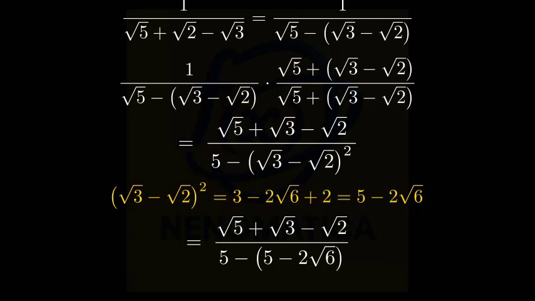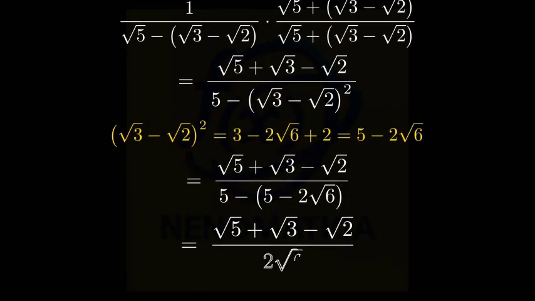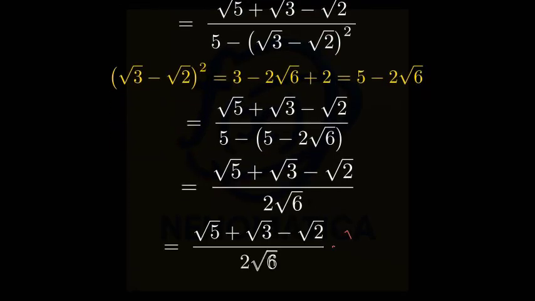5 minus the quantity 5 minus 2 square root of 6 equals 2 square root of 6. Step 5. The denominator still has a radical. Multiply by square root of 6 over square root of 6 to make it rational. Finally, simplify. The denominator becomes 12, and the numerator becomes square root of 6 times the quantity square root of 5 plus square root of 3 minus square root of 2.